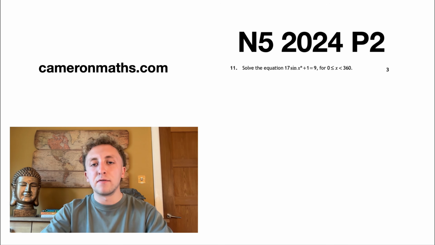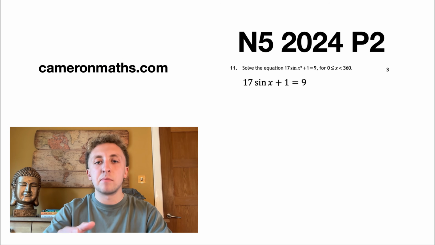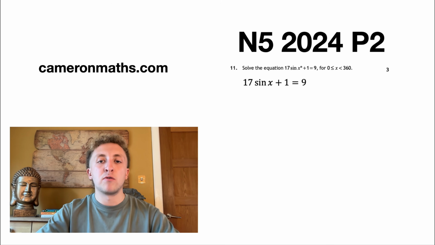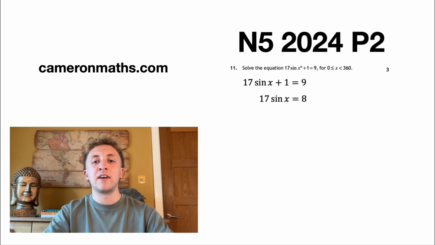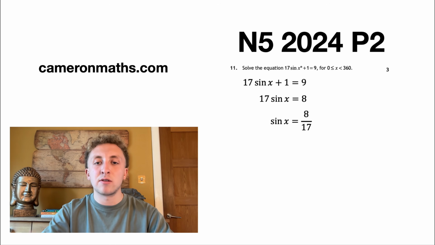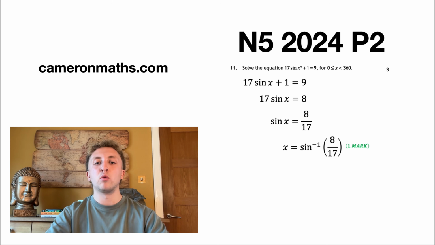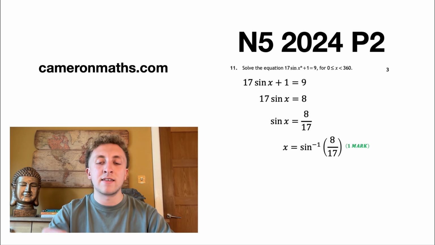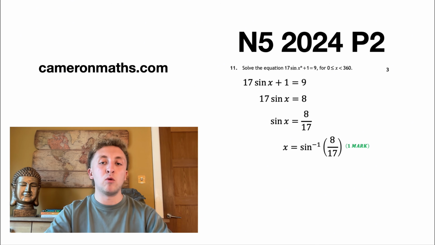In this question, we've been given the trig equation 17 sine x plus 1 equals 9 and asked to solve it for values of x. We should first take away 1 from both sides and then divide both sides by 17 to get sine x on its own. Sine x equals 8 over 17. Then to get x on its own, we want to do the inverse sine of both sides. So x is equal to the inverse sine of 8 over 17.